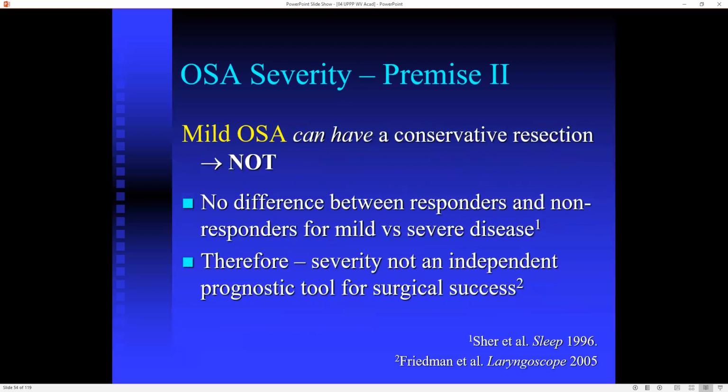Premise number two, mild sleep apnea can have a conservative resection. This was shown not to be true as well. There was no difference between responders and non-responders for mild or severe disease with Aaron Sher's paper. And then Friedman found that severity was not an independent prognostic tool for surgical success. So if somebody has mild sleep apnea, whatever you do, it doesn't mean that it should respond better.